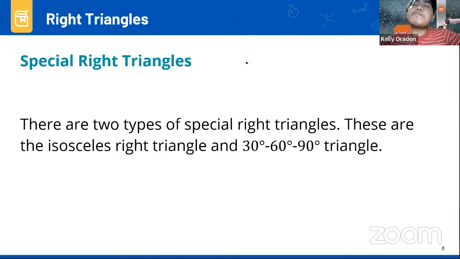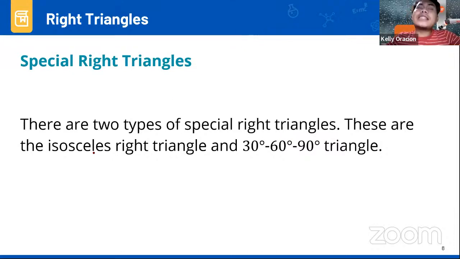Class, there are 2 special right triangles. By the way, if you've watched my video last time about the exact values, I think I've discussed this already, the special right triangles. But maybe you've forgotten, so I need to rediscuss this. There are 2 types of special right triangles: the isosceles right triangle and the 30-60-90 triangle.